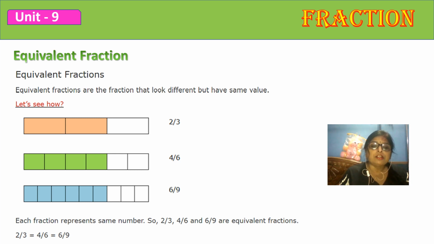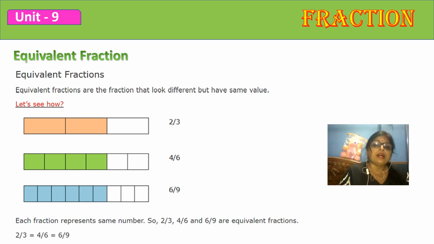In figure 1, 2 portions are shaded. So we have written here 2 by 3. In figure 2, 4 portions are shaded. So we have written here 4 by 6. And in the last figure, 6 portions are shaded. So we have written here 6 by 9.